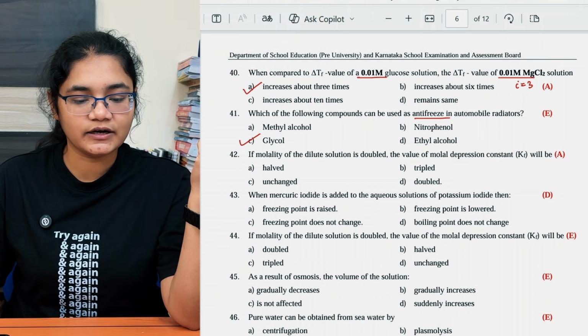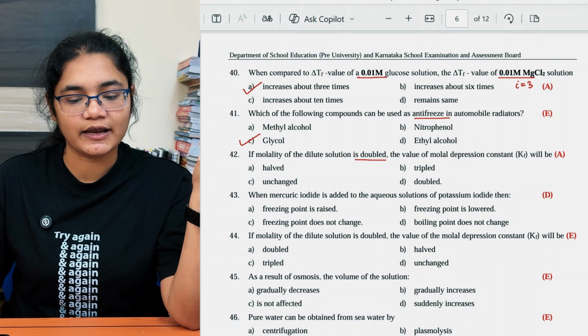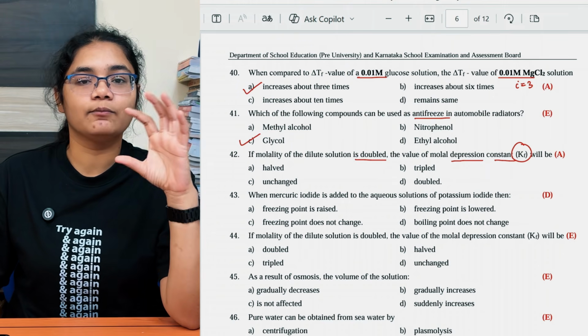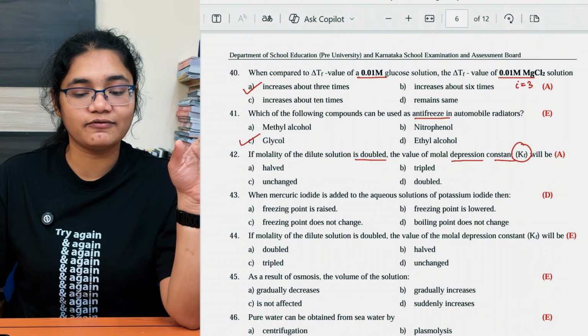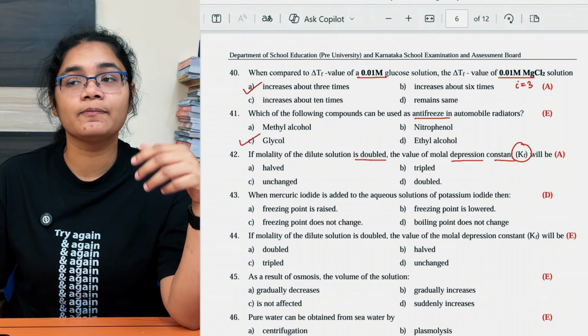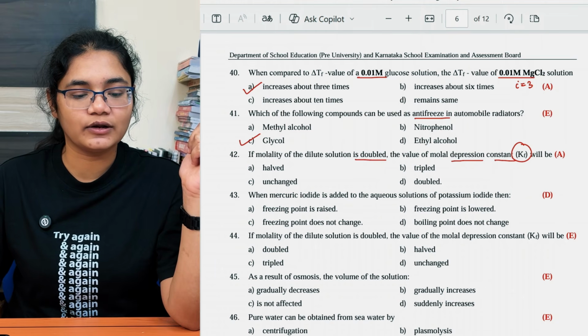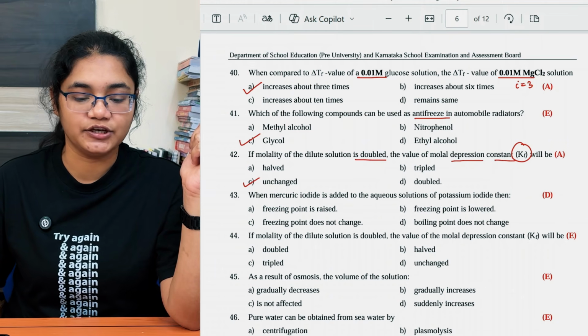If molality of the dilute solution is doubled, then the value of molar depression constant Kf will be. Now see, the Kf value does not depend on molality. It depends on the nature of the solvent and temperature, right? So if you change the molality, the Kf value will remain unchanged.